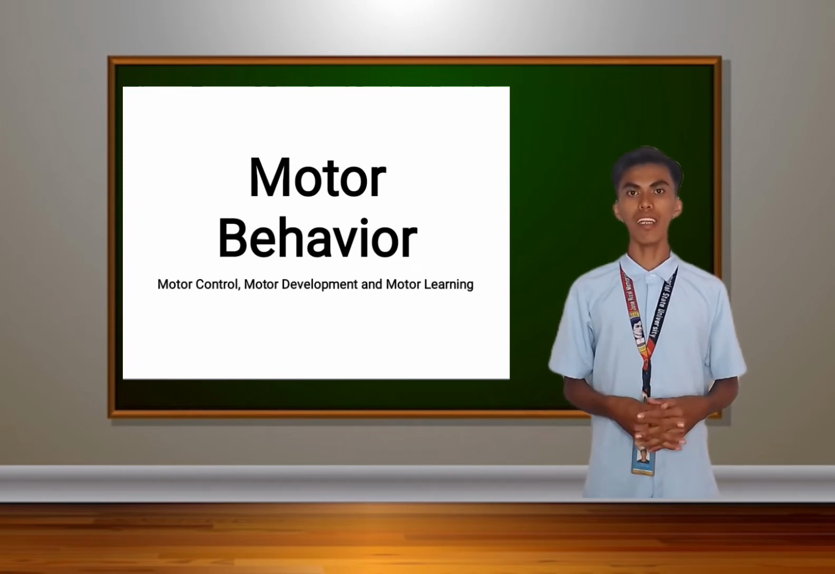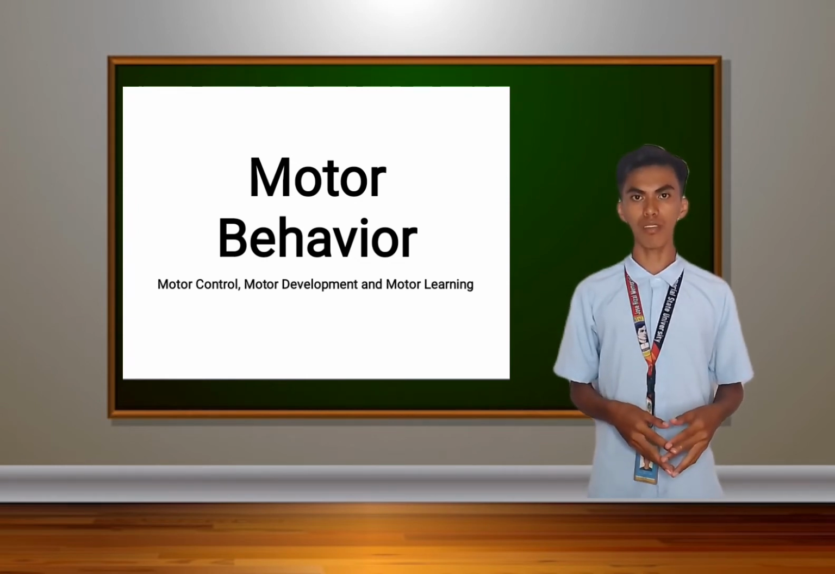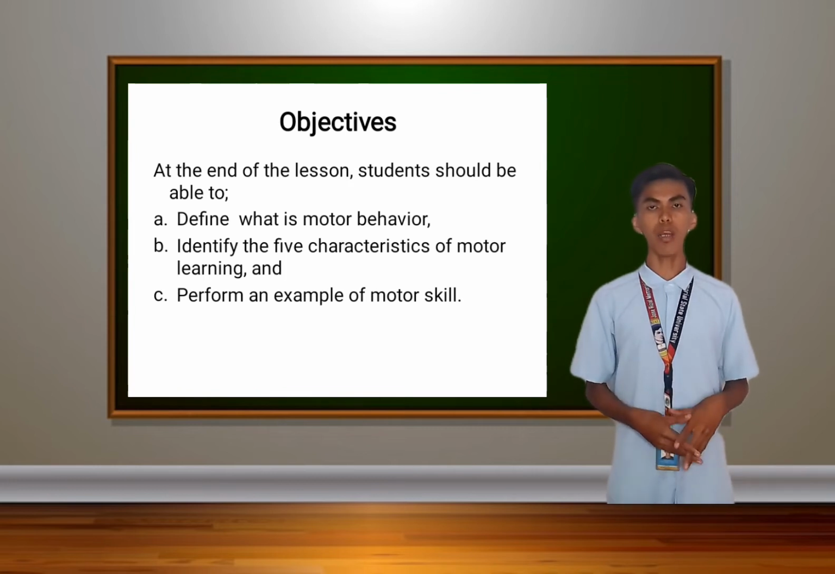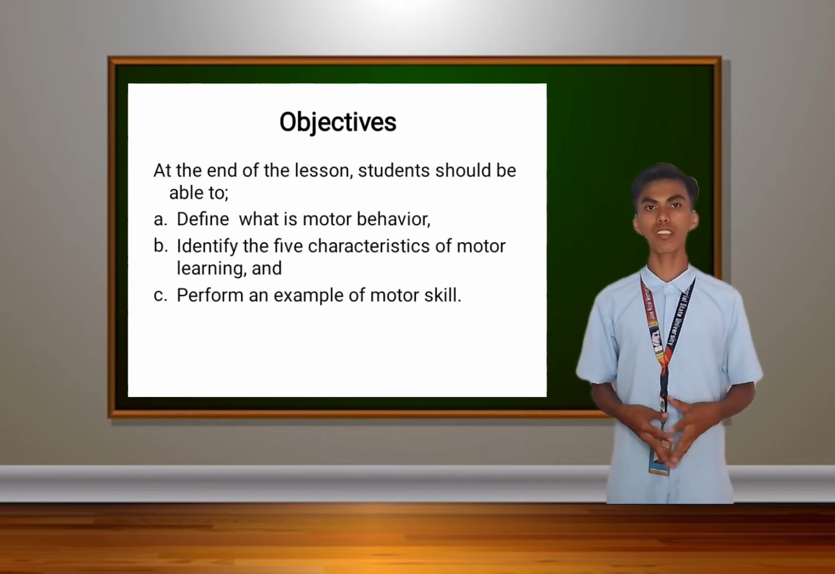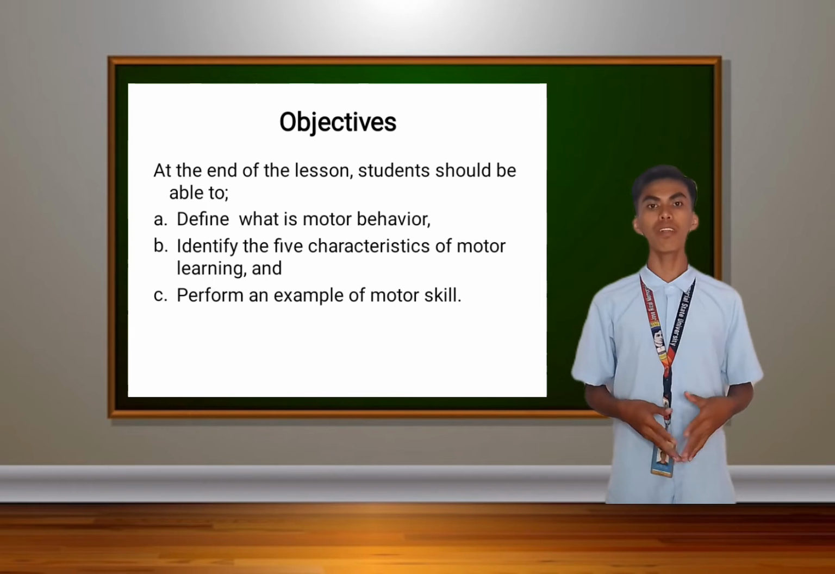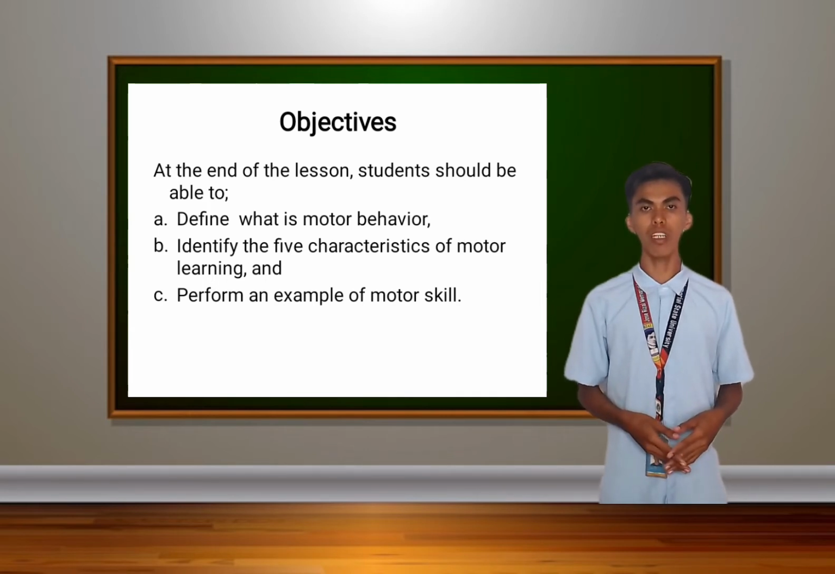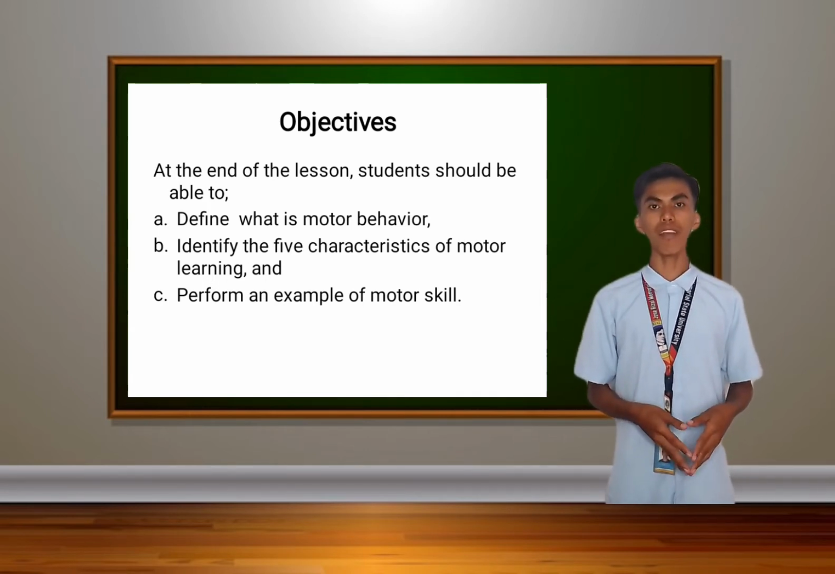But before that, let us have our class objective. Let me read the class objective. Objectives. At the end of the lesson, students should be able to: A. Define what is motor behavior. B. Identify the 5 characteristics of motor learning. And C. Perform an example of motor skill.